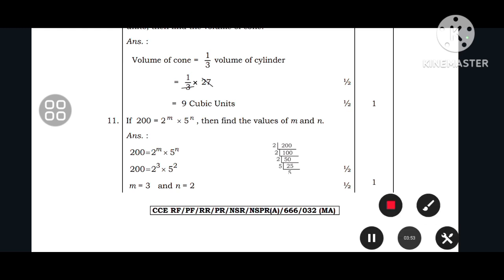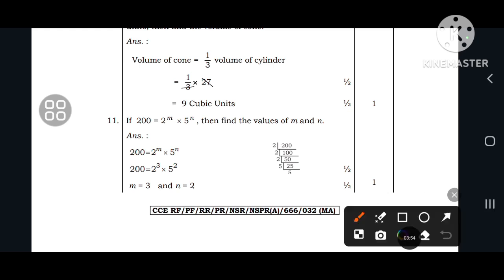And remember to write the units in the question paper. Here they have mentioned cubic units. If you miss writing this, you will lose the marks over here.